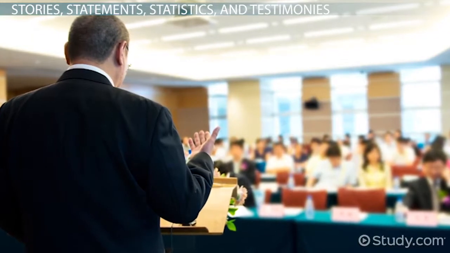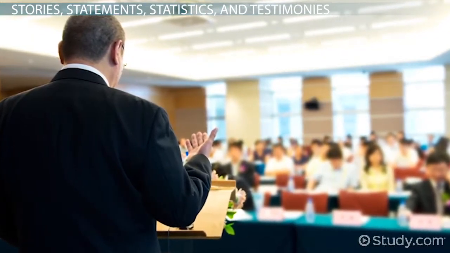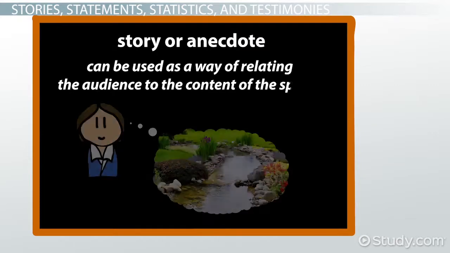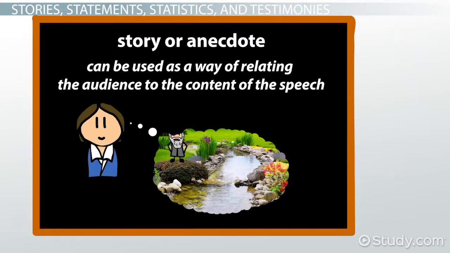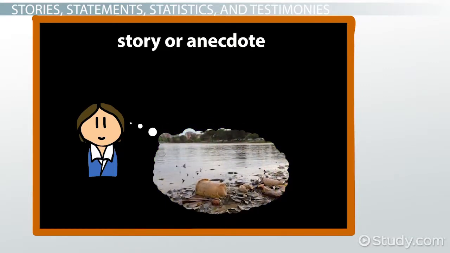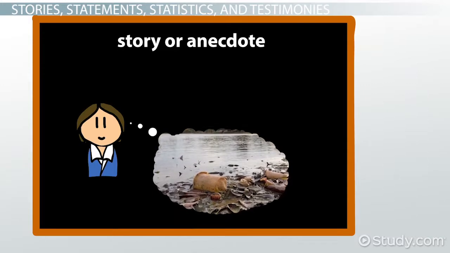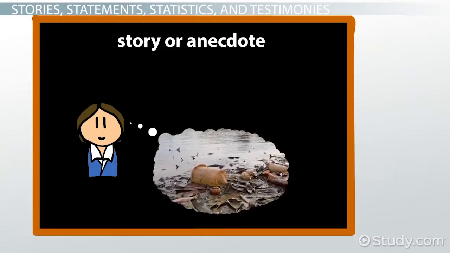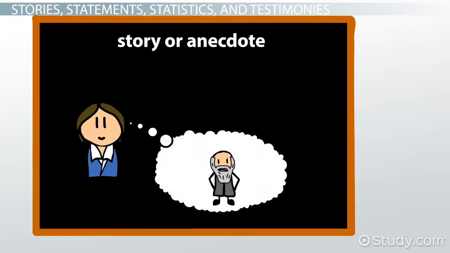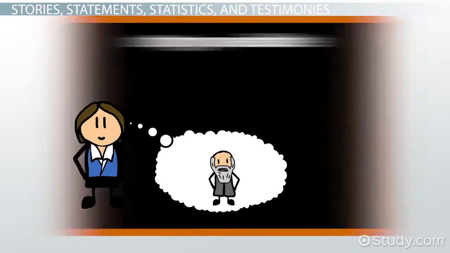Let's look at how each of these can be used in the context of Megan's speech on volunteering. A story or anecdote can be used as a way of relating the audience to the content of the speech. For example, Megan found a story called The Keeper of the Spring about an old man that cleaned up a spring for a village. After many years, the council decided to stop paying for the old man to clean up the spring. After a while, a happy and prosperous village became a dirty, sickly village because the water from the spring was dirty and sickly. Megan can use this story to demonstrate how much one person, one volunteer, can make a huge difference in a community.